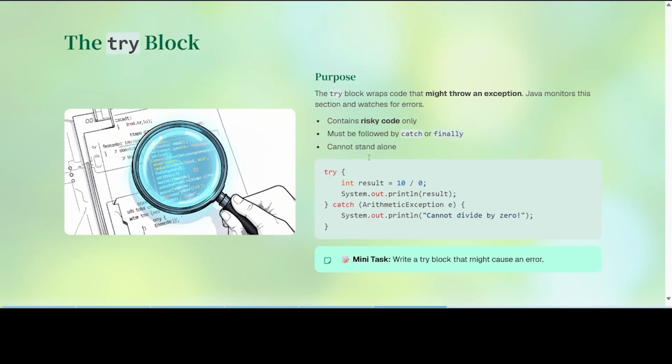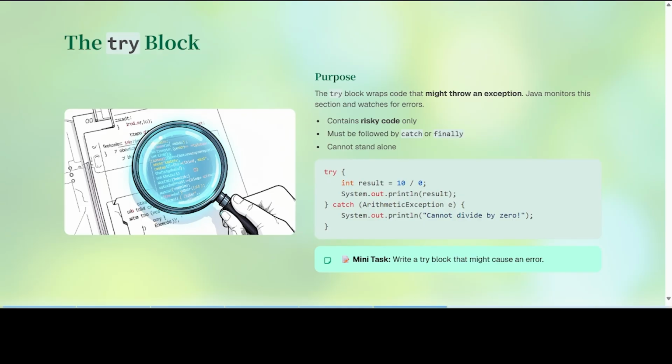This is a try block. Try block means it wraps the code that might throw an exception. Java monitors this section and watches for errors. That means try means risky code, catch means that handles the error. Advantages means the program does not crash, and the user gets the proper message.